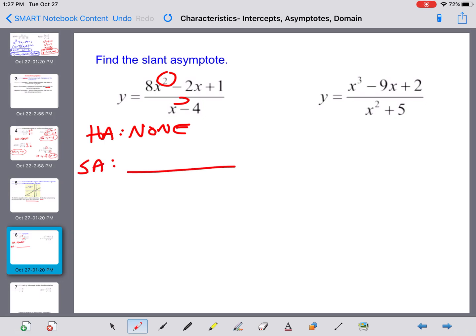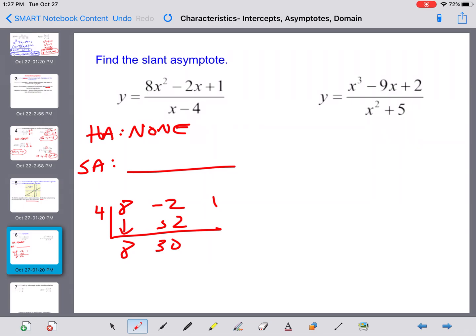And so if we can use synthetic division, we want to use synthetic division because that's going to be much more efficient. So we would use 4, and we would go into 8, negative 2, 1. So we bring down our 8, 4 times 8 is 32, we will get 30. And I really don't care, I would stop here at this point.